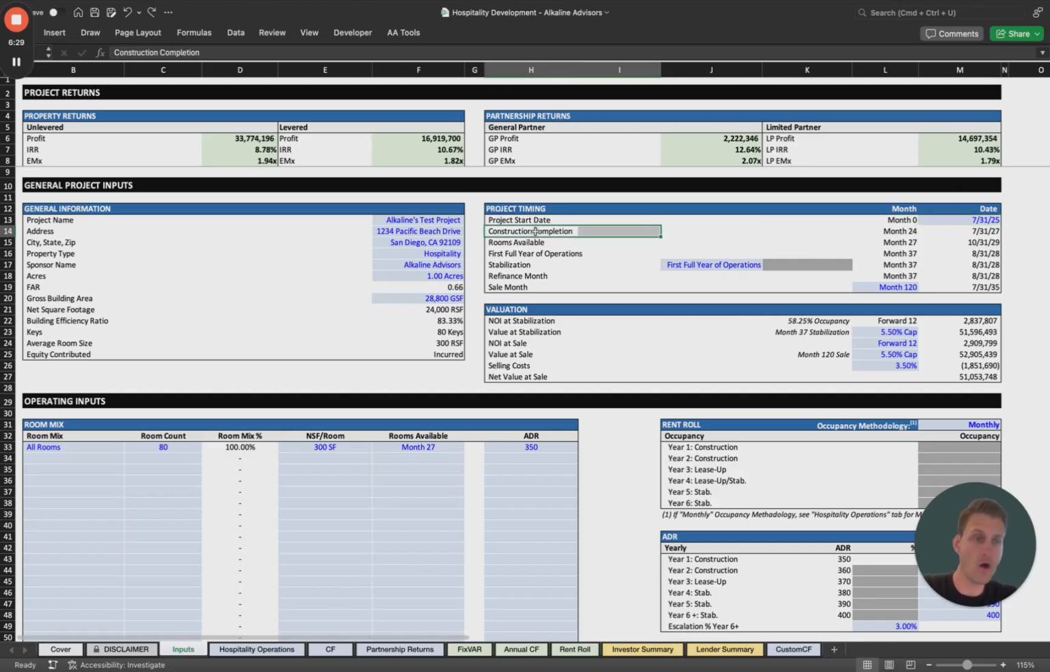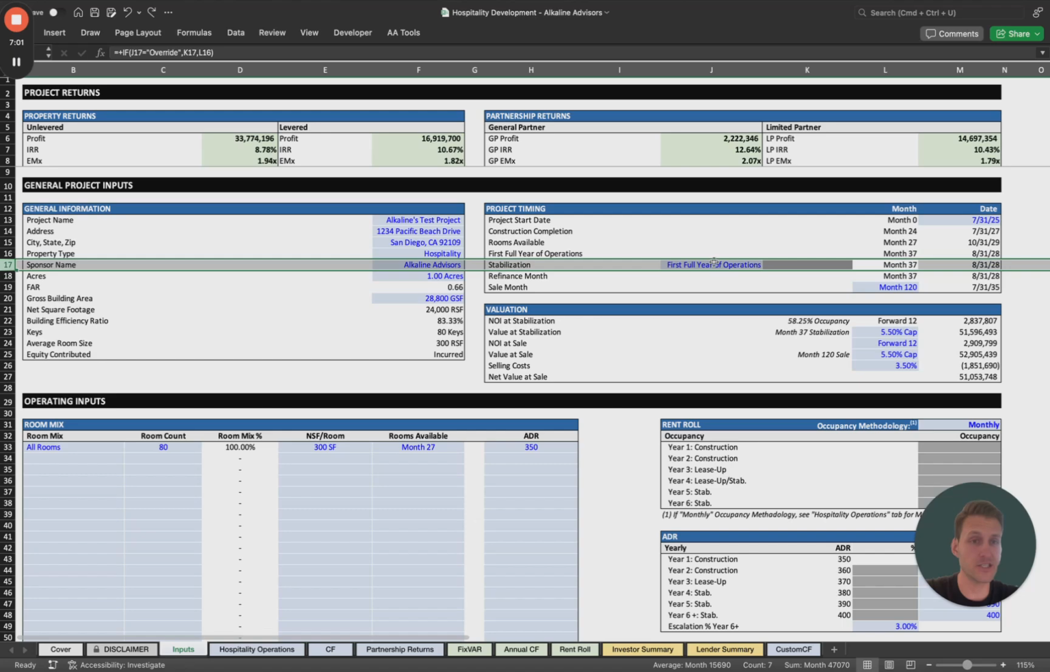Next, you can see all of these lines will auto-populate based off of other inputs that you plug into the model. Construction completion, when are the rooms available, what is the first year of operations, assuming 1 year is month 1 to month 12, the second year is month 13 to month 24. This is saying that that first full year of operations happens month 37 to month 48, those 12 months. So including month 37, including month 48, and everything in between.